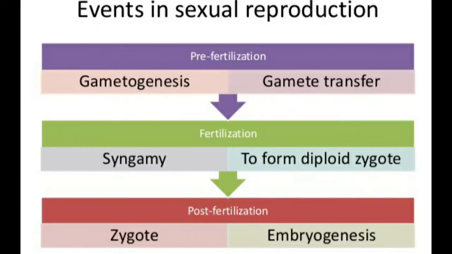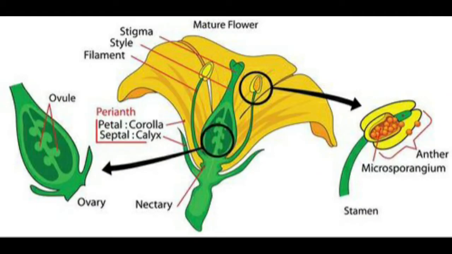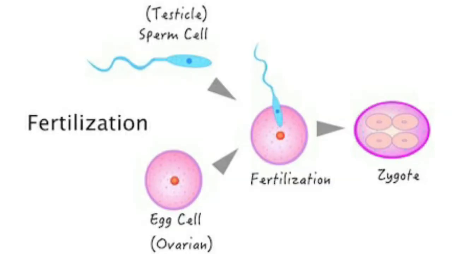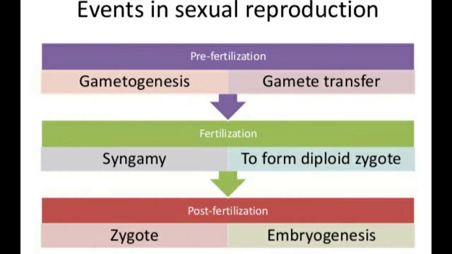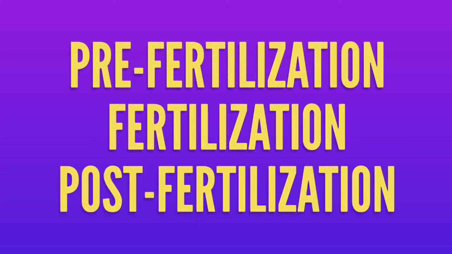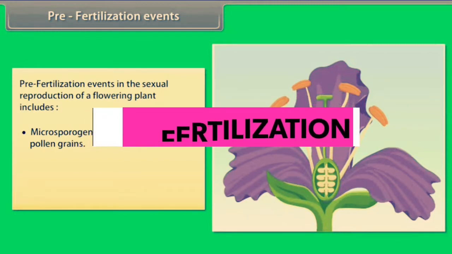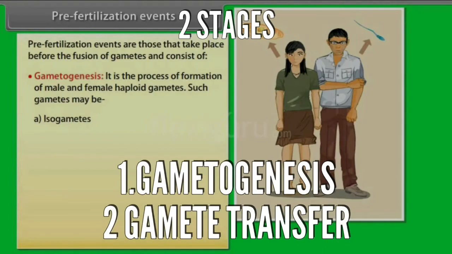This period of general growth is called the juvenile phase, and in plants, it is known as the vegetative phase. The events and processes of sexual reproduction are fundamentally similar in all organisms. However, the structures associated with sexual reproduction are quite different. In all cases, sexual reproduction is characterized by the fusion of the male and female gametes of the species. For convenience, these sequential events may be studied as three distinct stages, namely the pre-fertilization, fertilization, and post-fertilization. Let us start from the pre-fertilization events. Number 1, gametogenesis. Number 2, gamete transfer.